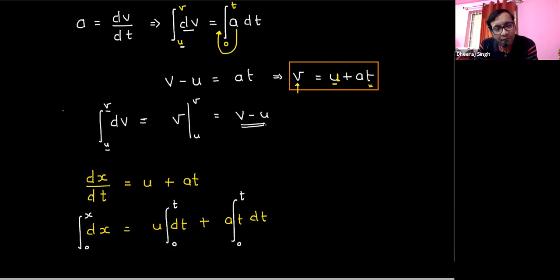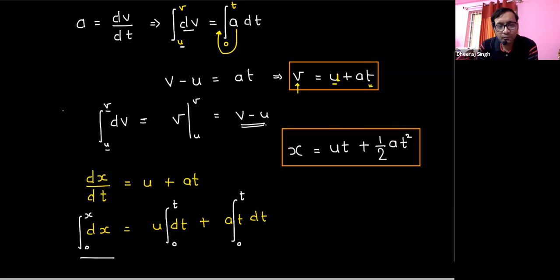All right, so integral of dx when x goes from 0 to x is x only. Integral of u dt is ut. And at dt integral is half at square. Fine. See, t dt integral is t square by 2. Then you put the limit 0 to t. It will be t square by 2 minus 0. And then you just eliminate t from these two equations. You will also get v square equal to u square plus 2as. Fine. So we can derive the same expressions by using calculus or by doing it graphically also.